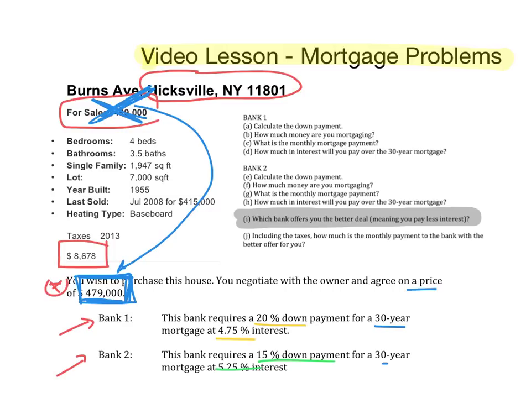So we're going to have to actually calculate two different mortgage payments based on the information, see which one offers us less interest, and then using that better offer, figure out how much the final monthly payment is going to be, including these taxes. So let's start off with Bank 1.